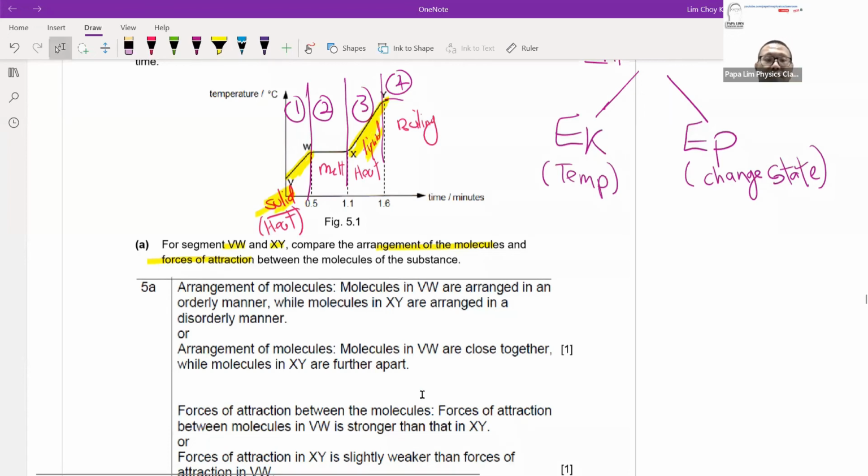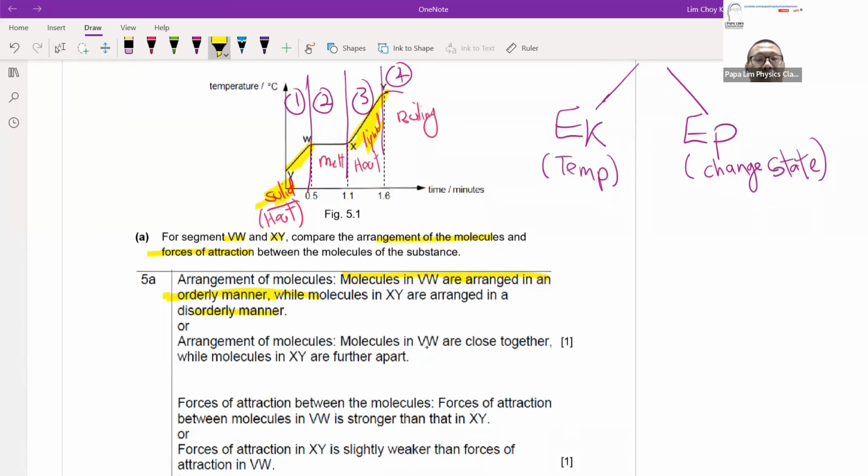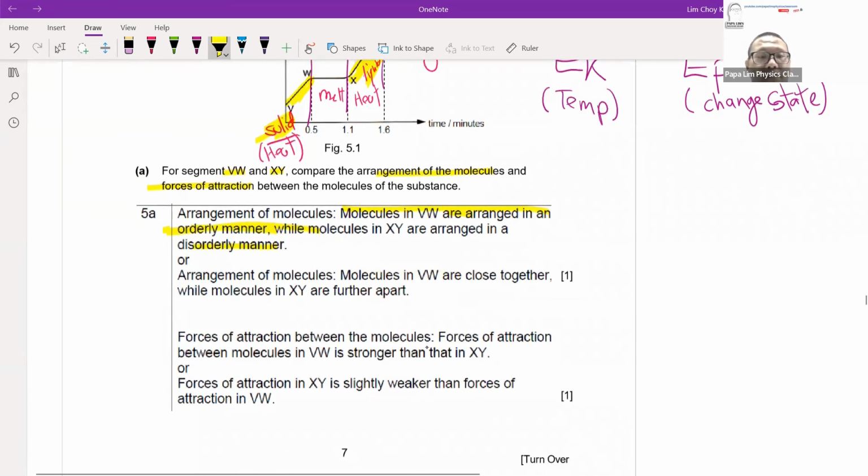In terms of VW, the arrangement will be in an orderly manner. Why? Because it is a solid state, and the particles are arranged in an orderly manner. XY, if it's a liquid state, is always in a disorderly manner; the particles are arranged such that they can slide over each other. Same thing for the forces of attraction: for a solid, it will definitely be stronger than for the liquid state. I would say it's quite straightforward, nothing fanciful here.